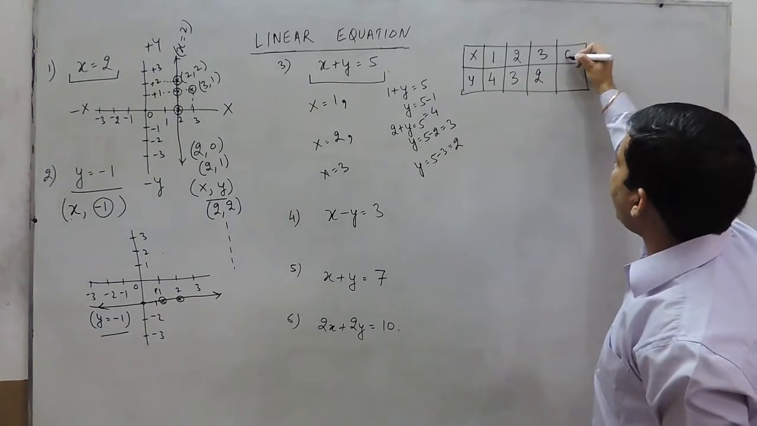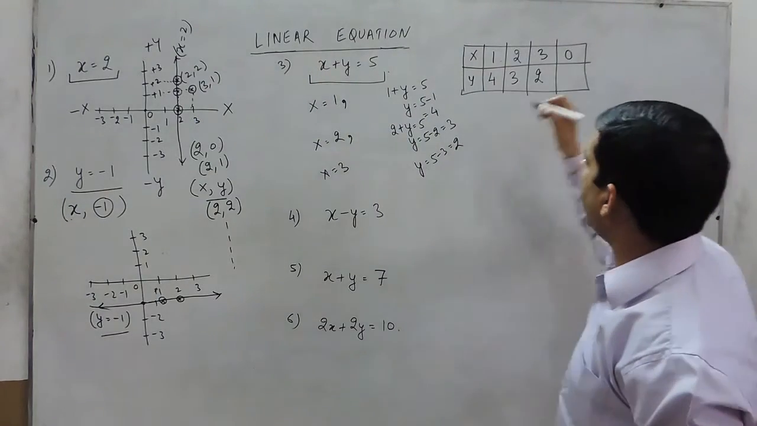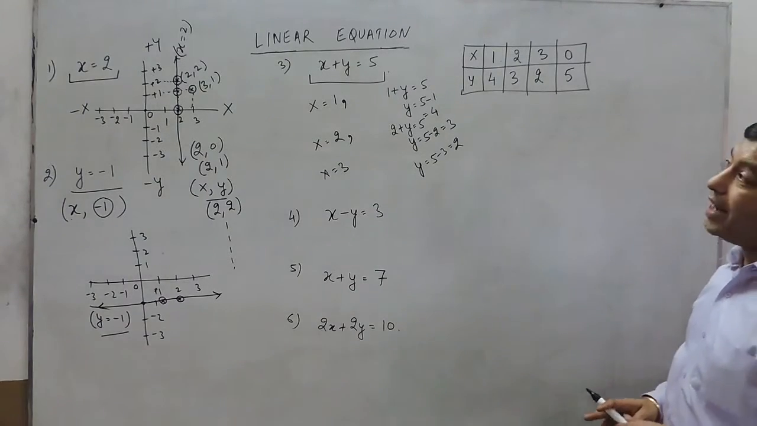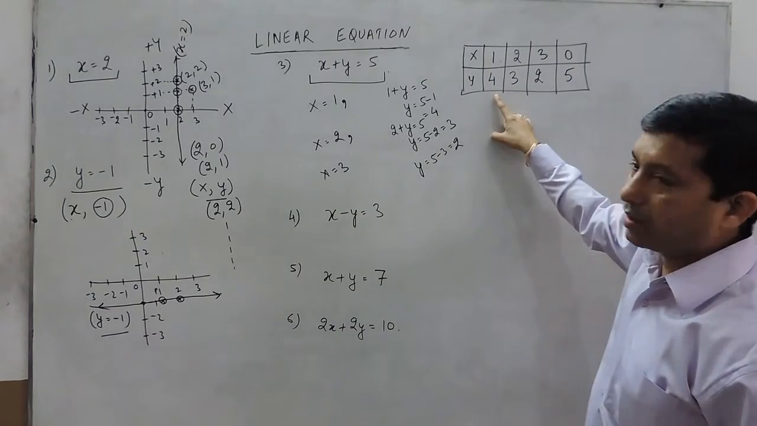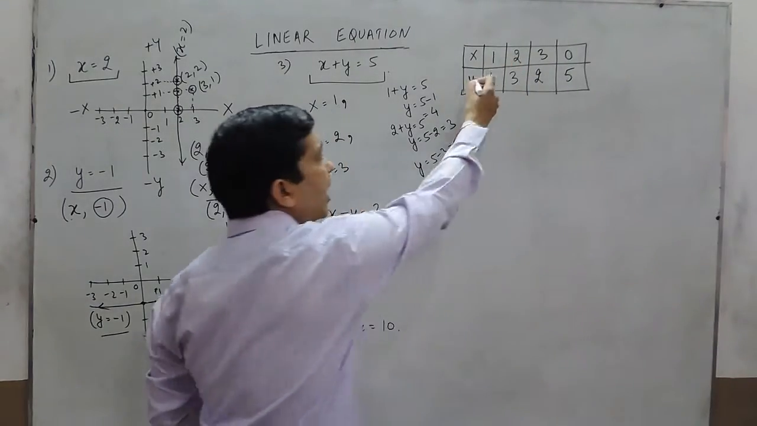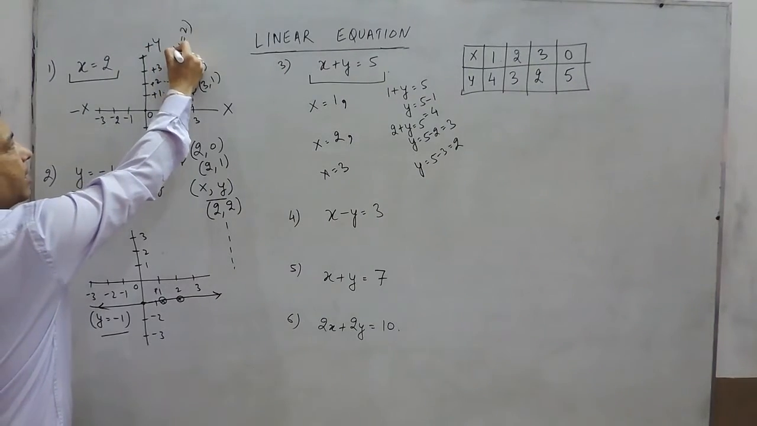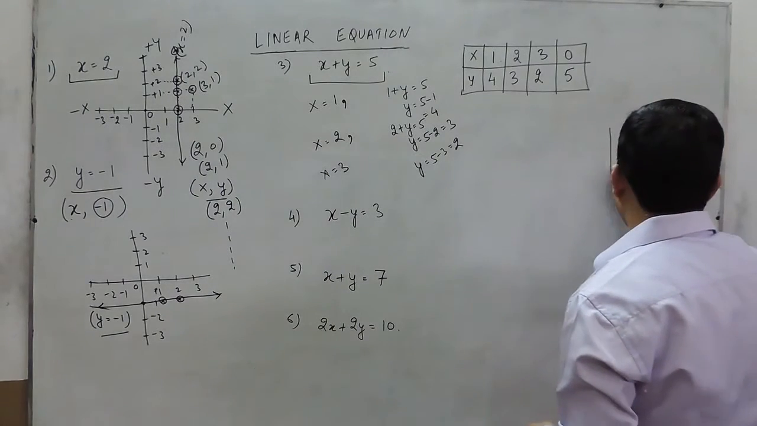For the value of x to be 0, suppose the value of x is 0, then y will come out to be 5. So these are basically the coordinates we have selected for x and y. If I am talking about x as 1 and y as 4, this is basically at a place somewhere here. So we can draw it on another graph.